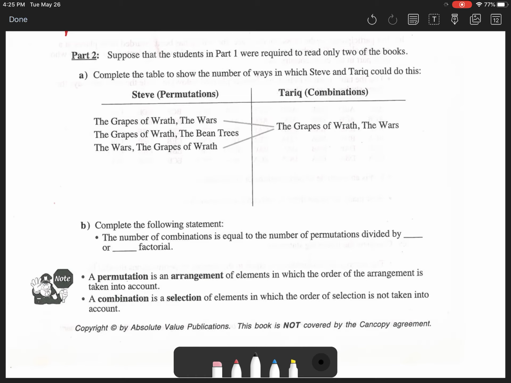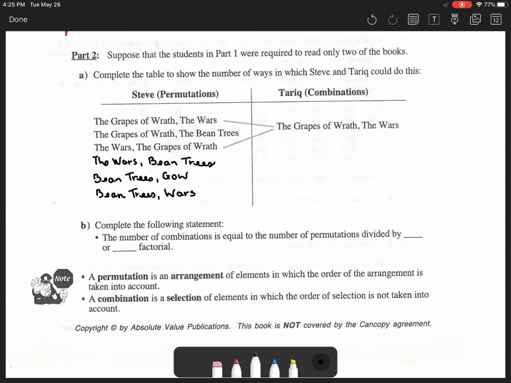So what we have here with Steve is he's just writing down all the different ways he could read 2 books. So he has the Grapes of Wrath, the Wars; the Grapes of Wrath, the Bean Trees; the Wars, the Grapes of Wrath. Then he could also have the Wars and the Bean Trees. He could have Bean Trees and Grapes of Wrath. I'll just shorten it, G-O-W. And then he could also have Bean Trees and the Wars.